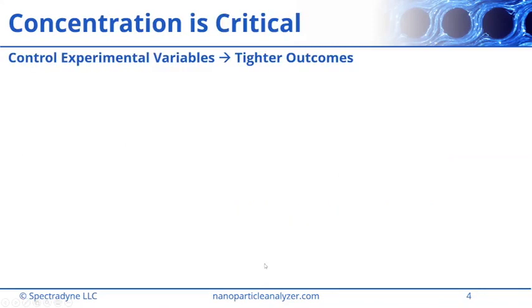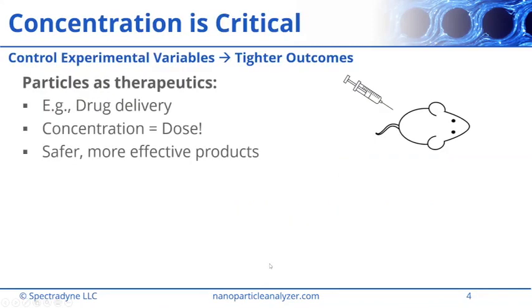Okay, so why is concentration so important? The punchline essentially is that particle concentration is a critical experimental variable, and we'll go through a couple of examples highlighting that. And so, controlling your experimental variables leads to tighter outcomes, right? Which is what we're all after as scientists.